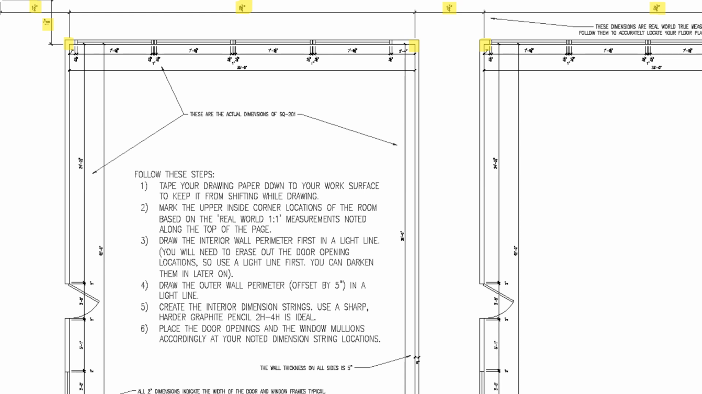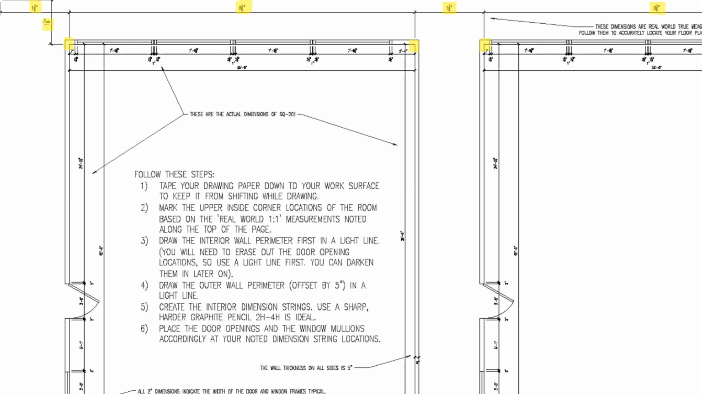So it says follow these steps. First, and what we've already done, tape your paper down to your work surface to keep it from shifting while you're drawing. The second step, mark the upper inside corner locations of the room based on the real-world one-to-one measurements noted along the top of the page. These are these highlighted bits of dimensions that we just talked about.